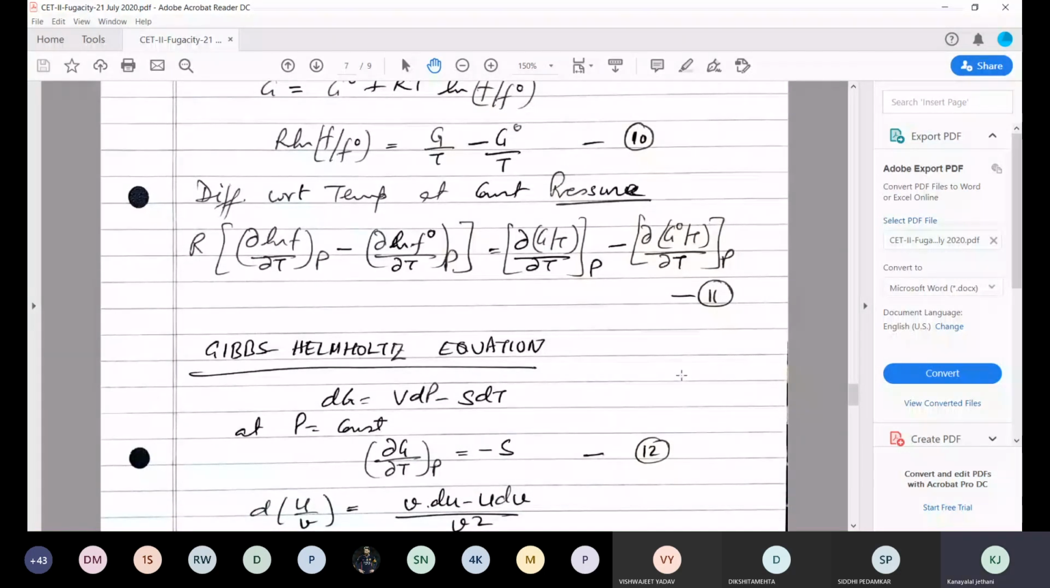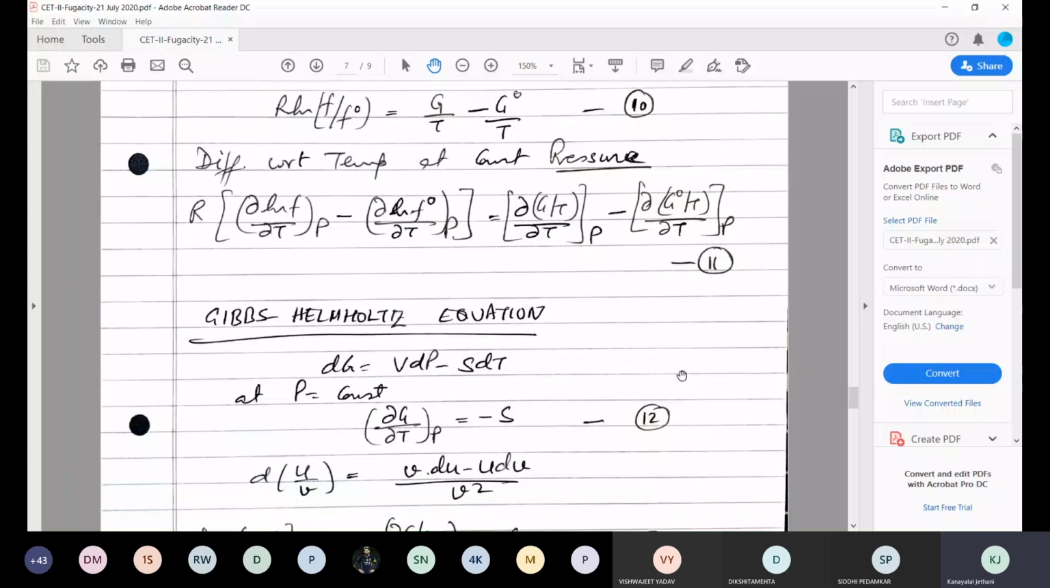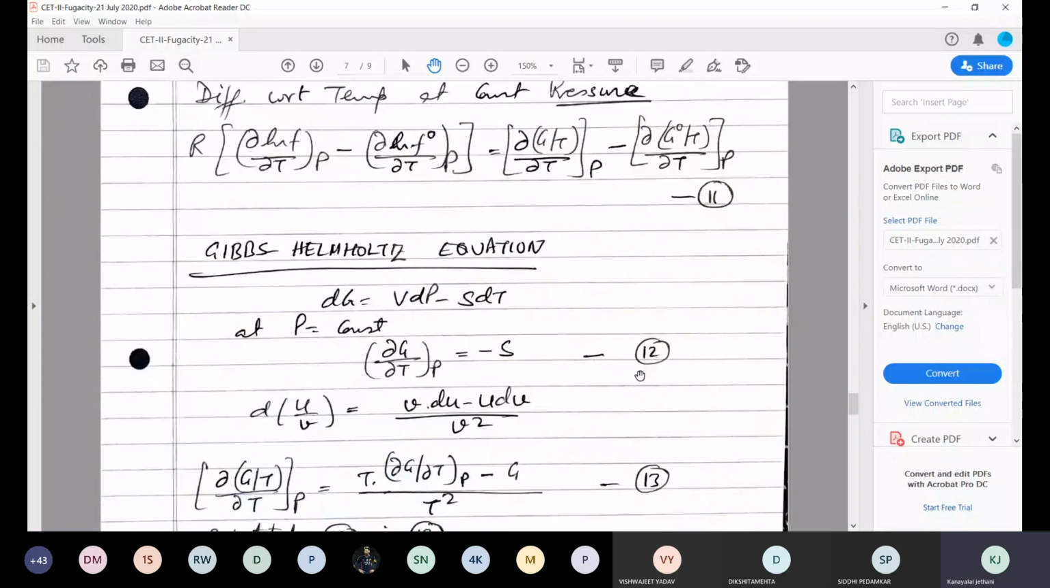Any doubts on equation 11? Okay, so then we'll derive the Gibbs-Helmholtz equation.